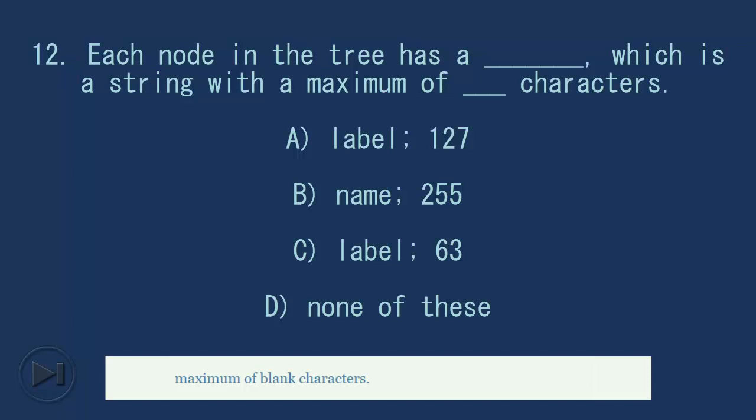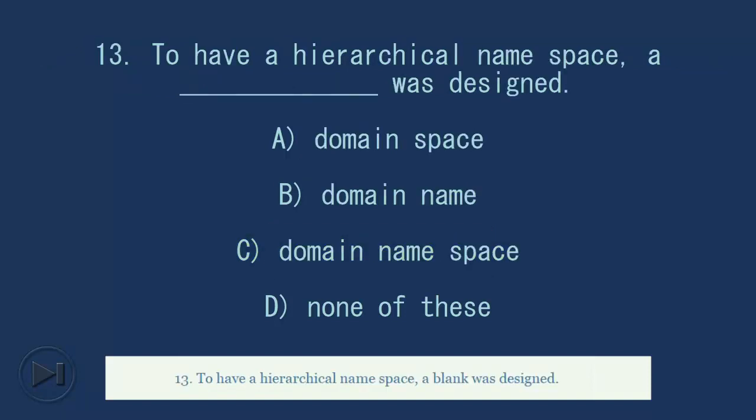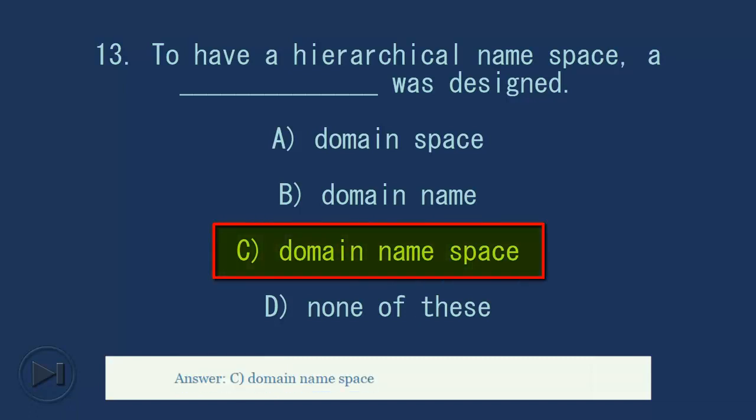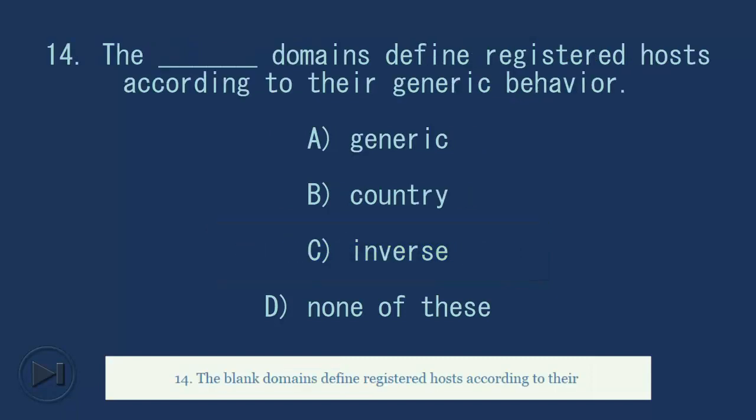12. Each node in the tree has a blank, which is a string with a maximum of blank characters. A. Label, 127. B. Name, 255. C. Label, 63. D. None of these. Answer, C. Label, 63. 13. To have a hierarchical namespace, a blank was designed. A. Domain space. B. Domain name. C. Domain namespace. D. None of these. Answer, C. Domain namespace.